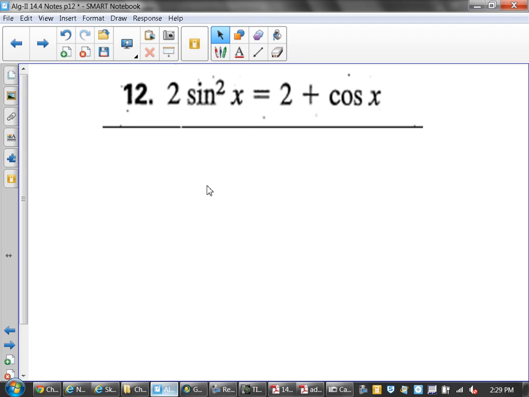I have these on a sheet here for you too. But let's look at number 12 here to start with. It's on the A side. Just send them all over that way.